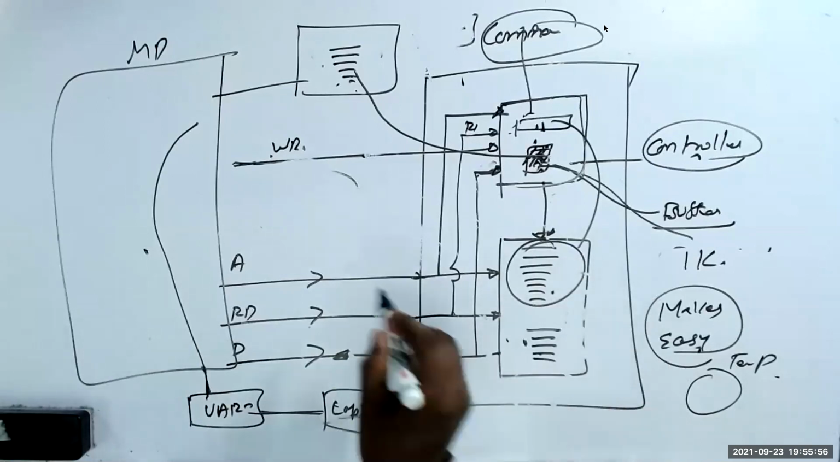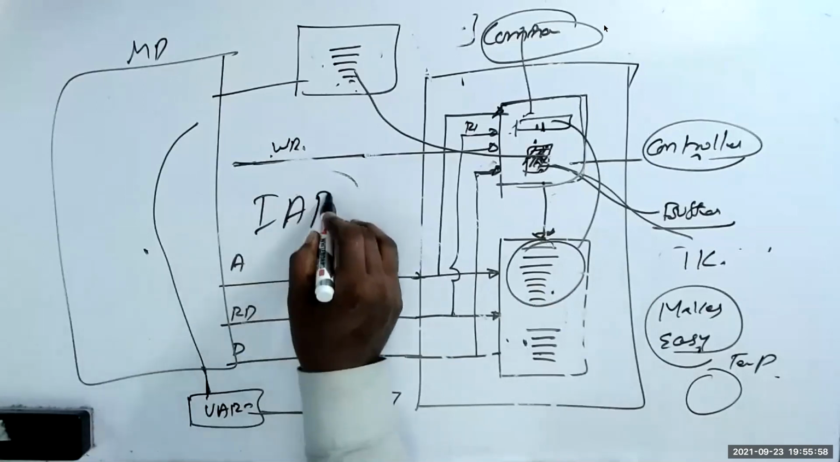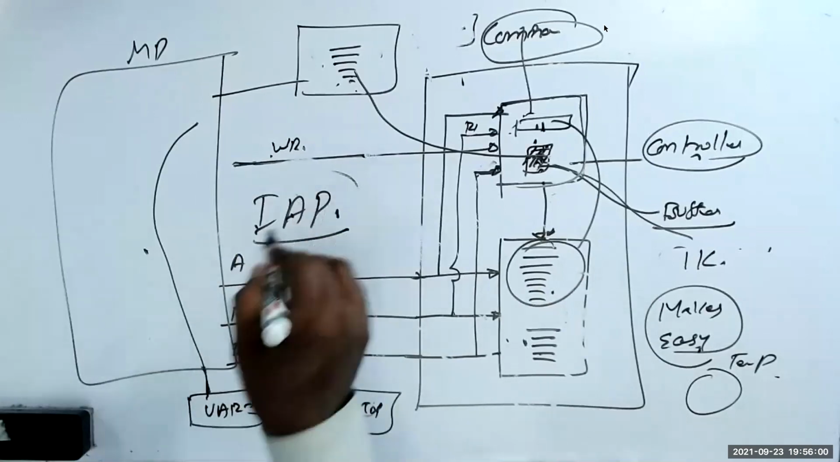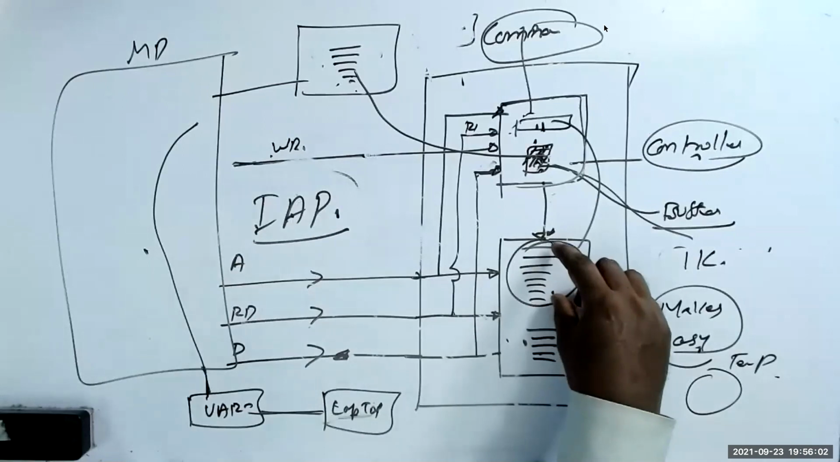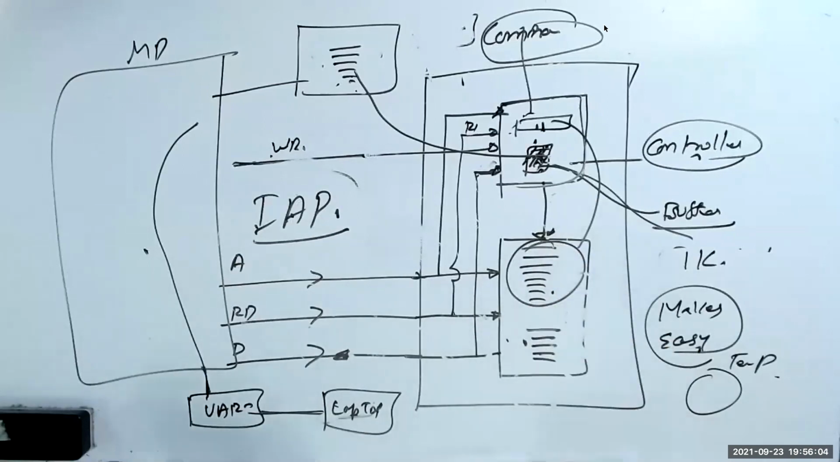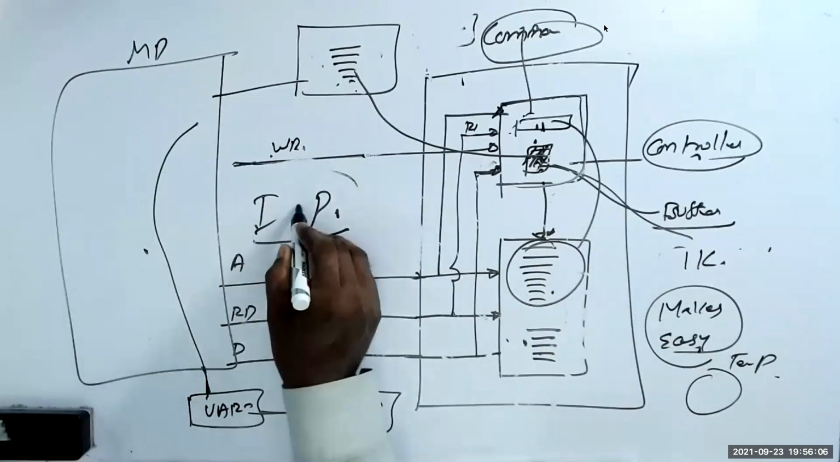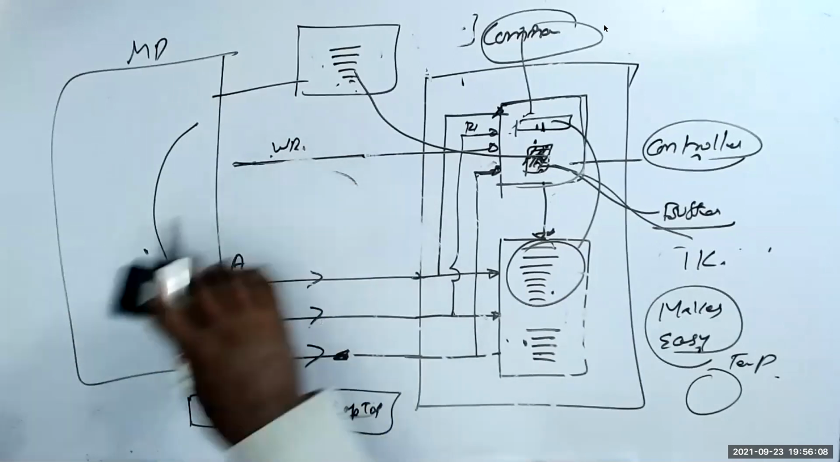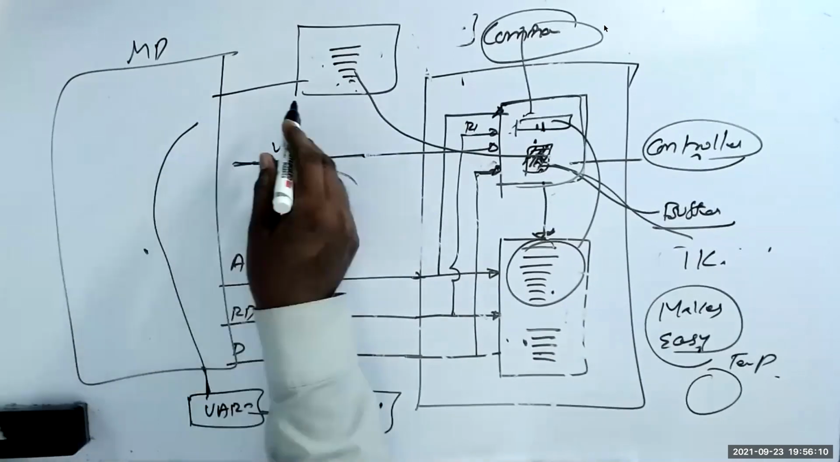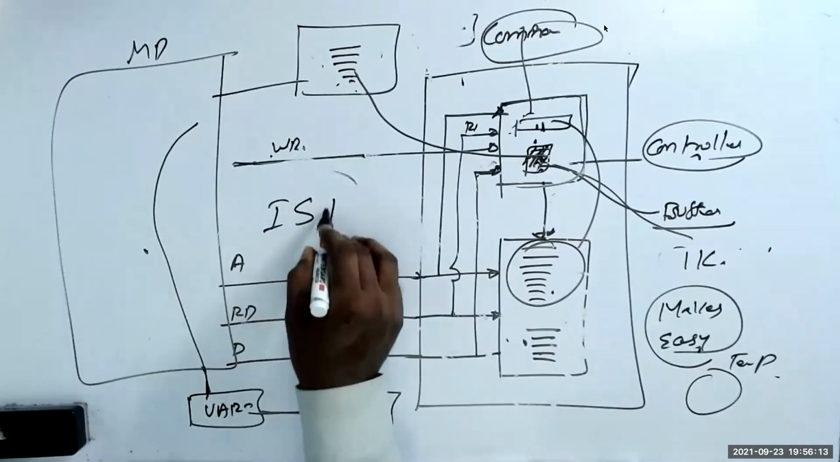This is called IAP, in-application programming. That is, your application itself is writing. That is called IAP. The other one is called ISP. If you program from outside, that is called ISP, in-system programming.